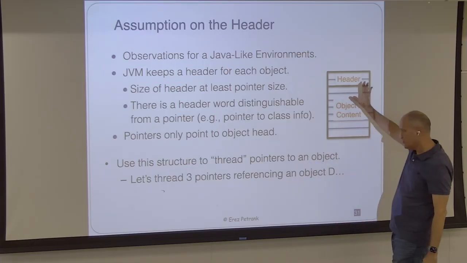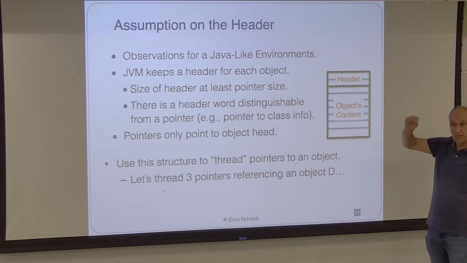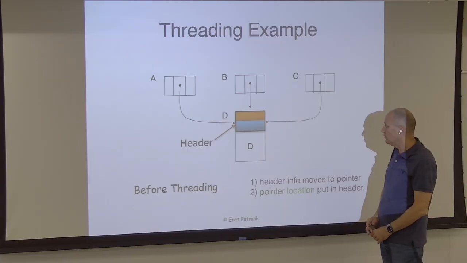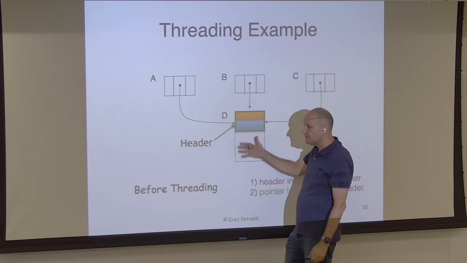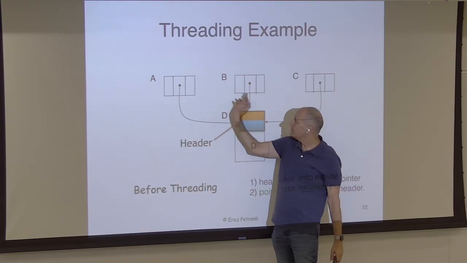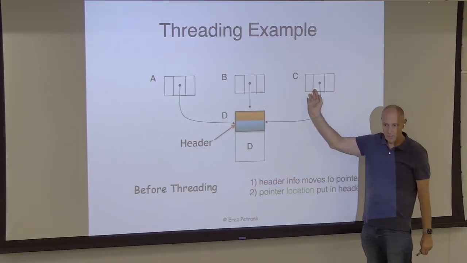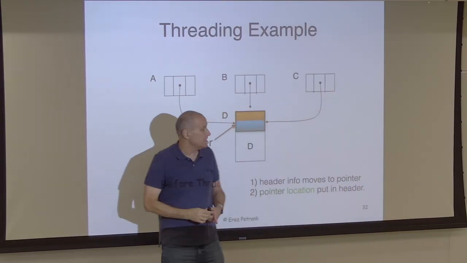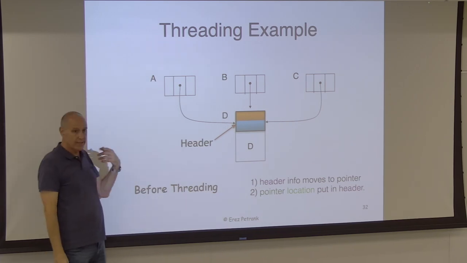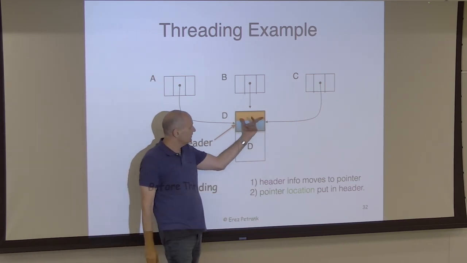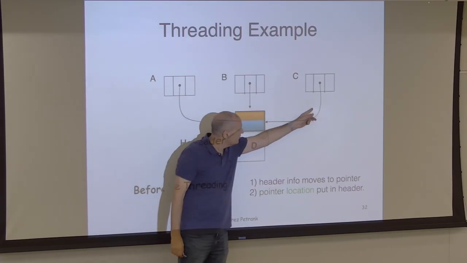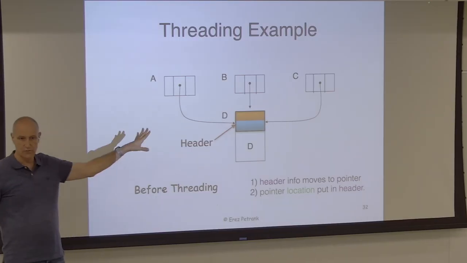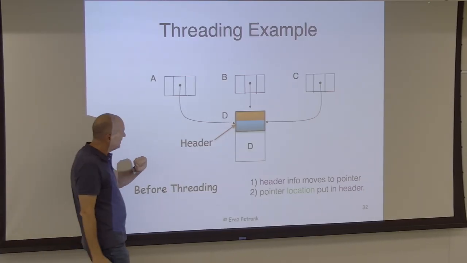And I will use this structure to thread pointers. So I'll do this linked list. Here is what I want to do. Suppose I have this object, and there are three pointers in the heap that point to it. Here they are in objects A, B, C. I want to create a linked list from this header into these three fields, so I'll be able to find them later when I move the objects and want to update these fields.